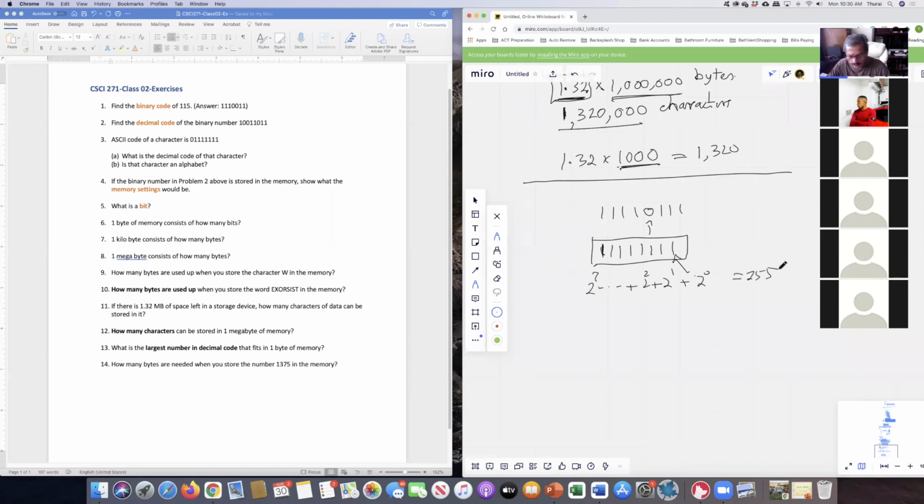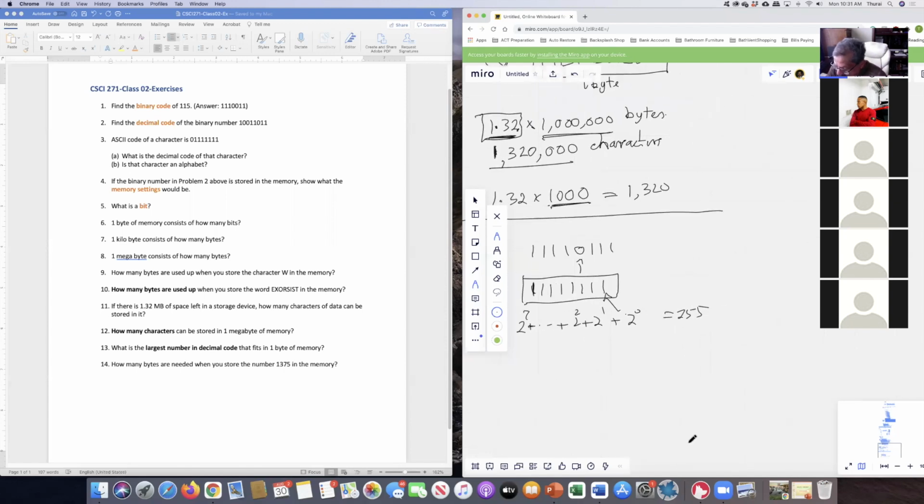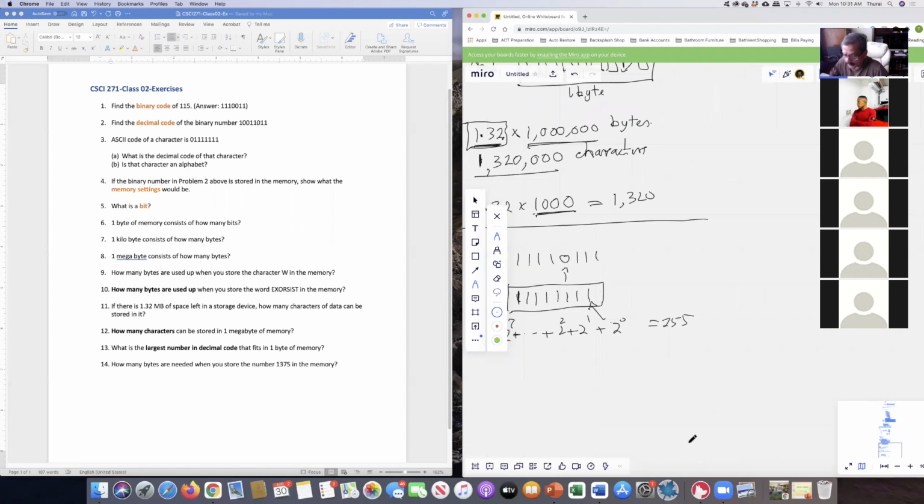So that's the answer. 255 is the largest number that fits in 1 byte. But let me take this moment to explain something you learned in the video, but I wanted to explain that better. This is a geometric series with the common factor being 2. Some of you may have learned geometric series, some of you may not have, but for series, there are formulas to answer.